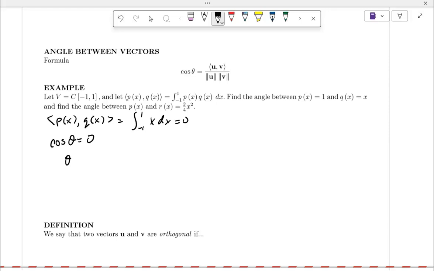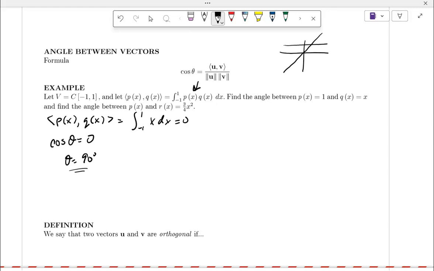0, so theta must be 90 degrees, yeah. Now, I know it's a little bit strange because when we think 90 degrees, we think perpendicular, right? These are not perpendicular to each other, are they? p of x equals 1 would look like that. q of x equals x looks like that. Those are not perpendicular lines, are they? No. We see this, again, is relative to how we're defining the inner product. It does not correspond to Euclidean perpendicularity.